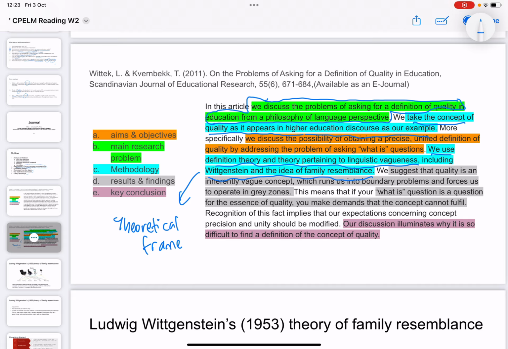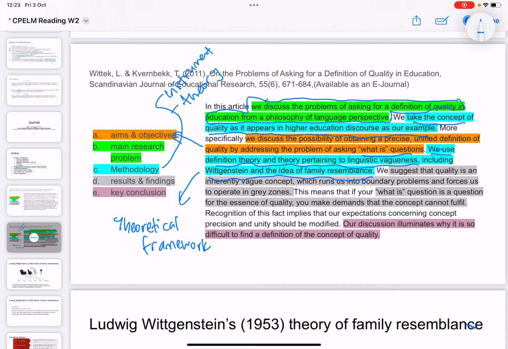I just highlight it as method because methods also include the instruments that you use and also the theory that underpins the research. Of course, you can argue and say, no, that's not the case, but for the ease of our reading, I just did it as such. So, more specifically, we discussed the possibility of obtaining a precise, unified definition of quality by addressing the problem of asking what is questions. So, that is the aim of this paper.